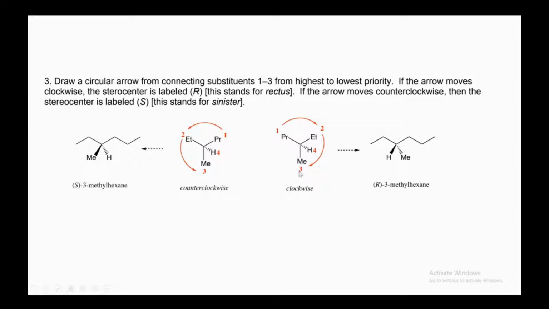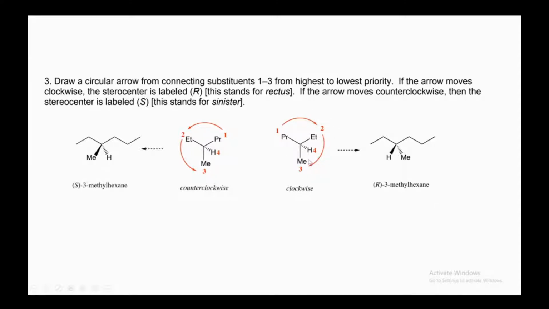But what happens if there are no carbons, or if there are heteroatoms? So we will assign according to their atomic number. The higher the atomic number, the higher the priority. If you look at this example, propyl gets the number 1 priority, ethyl gets number 2, and methyl gets 3. So 1 goes to 2 and 2 goes to 3.